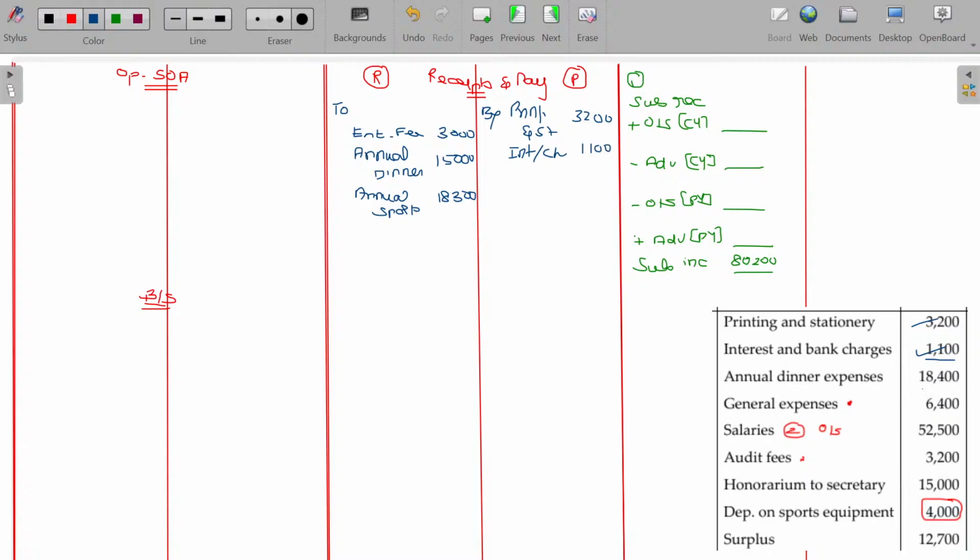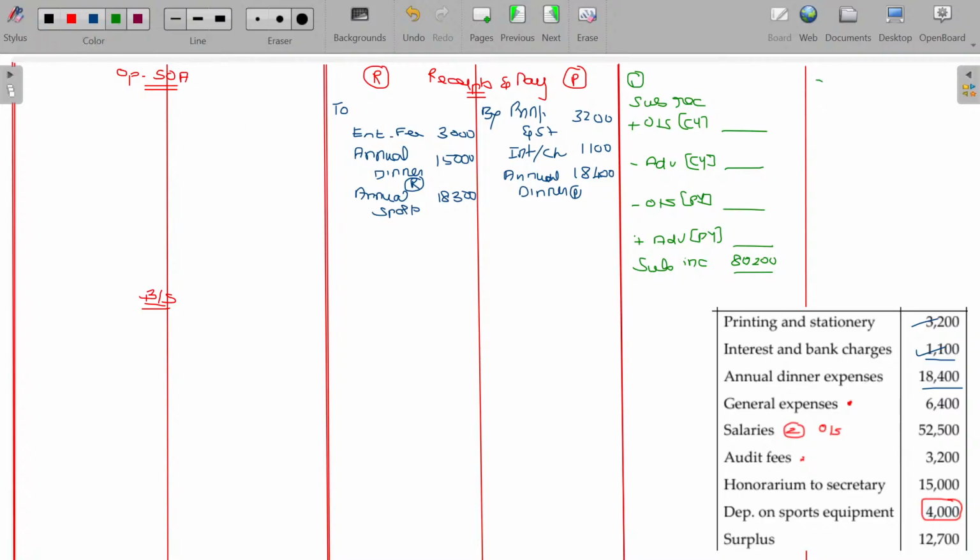Annual dinner expenses. Annual dinner receipt is here, annual dinner expenses is here, payment here. Annual dinner payment, value being 18,400. Your payment is higher than the collection. The shortage will be adjusted in the income and expenditure account. General expenses has the adjustment. I put the value here.